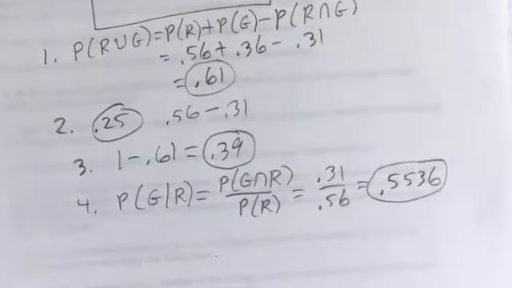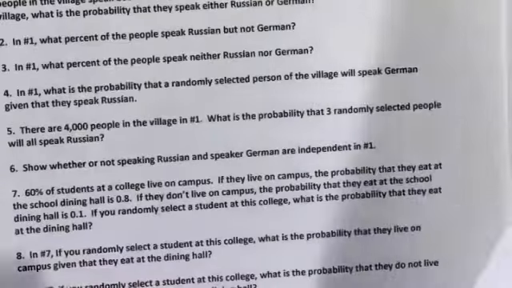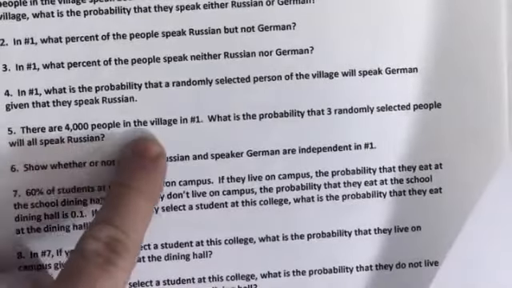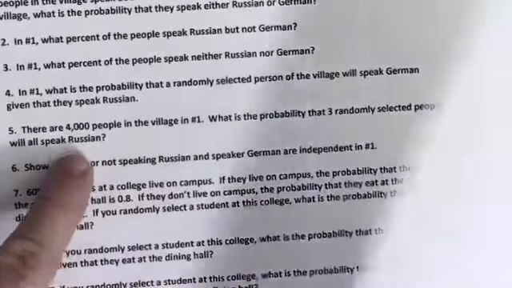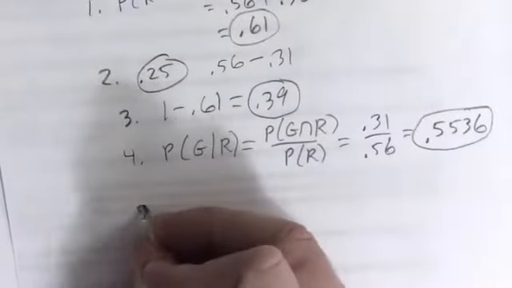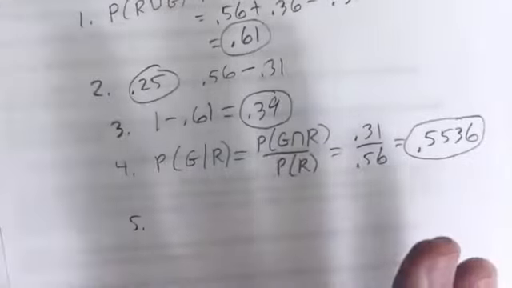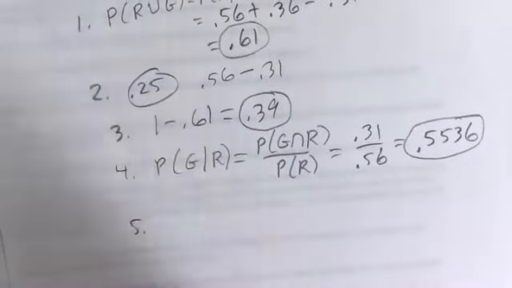And thus, that's the answer to number 4, which leads us to number 5. There are 4,000 people in the village in number 1. What is the probability that 3 randomly selected people will speak Russian? All right. Well, what's the probability that one of them will speak Russian? Well, that's 0.56, but we need the number that can speak Russian.